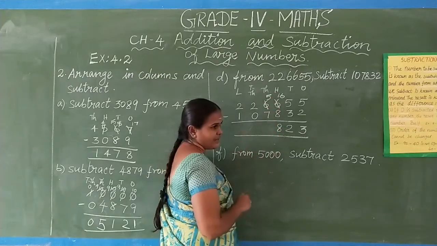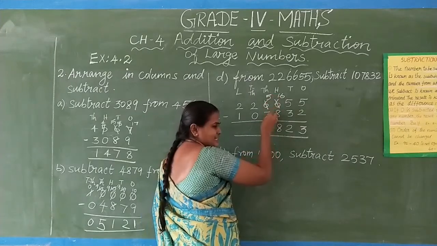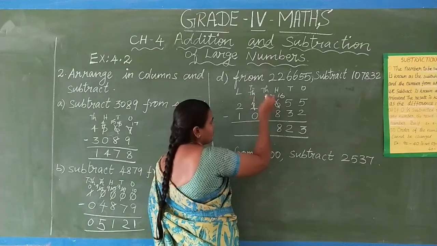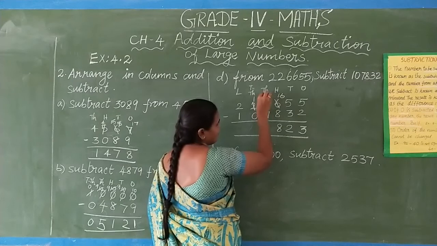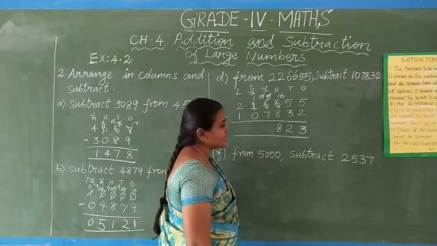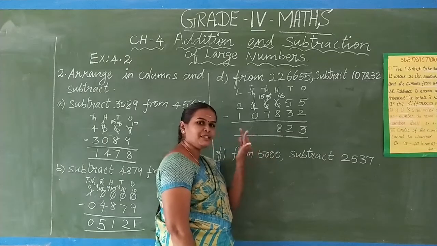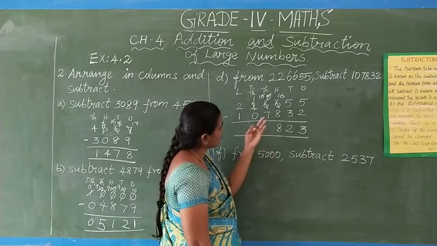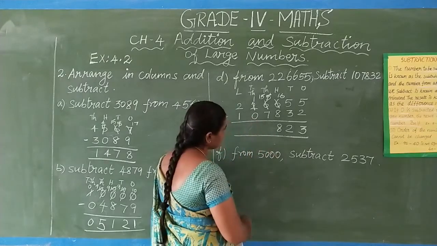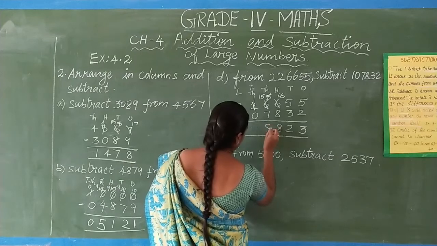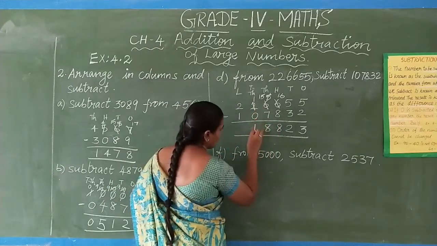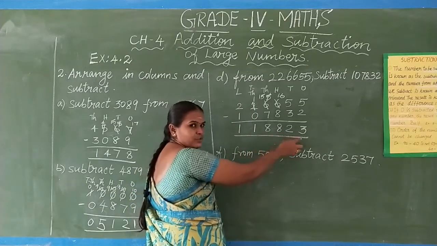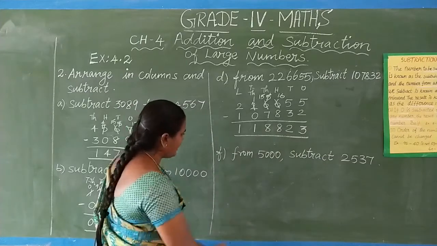Now 5 minus 7. So 5 is small number, 7 is big number. So we can't do, borrow. So minus 1, 2 minus 1, 1. This 5 changes into 15. 15 minus 7. 7 after 8, 9, 10, 11, 12, 13, 14, 15. So what is the answer? 8. Now 1 minus 0, 1. 2 minus 1, 1. So 1,18,823. Okay.